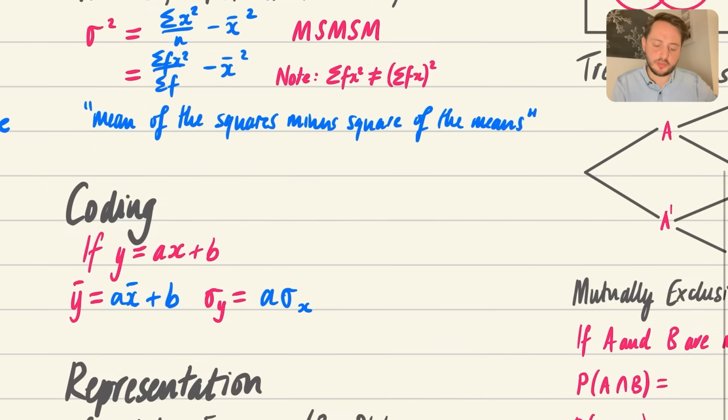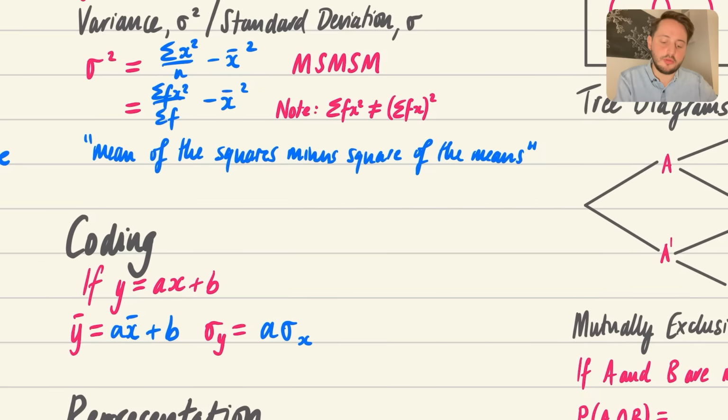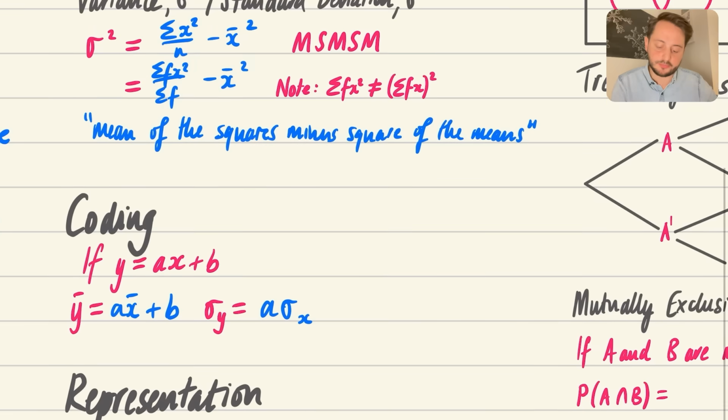It's also probably just worth noting here, the standard deviation is obviously just going to be the square root of this expression, because that's sigma squared. So it would just be sigma for standard deviation.